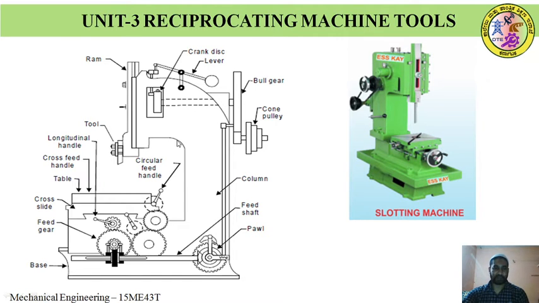So these are the different parts of the slotting machine. We have the ram here carrying the tool at the end. This is the table and this is the cross slide. The table is mounted on the top of the cross slide. The cross slide is mounted on the base or bed. This is the feeding gear mechanism. This is the ratchet and pawl mechanism for changing the direction of the cutting stroke from top to bottom. This is the column.